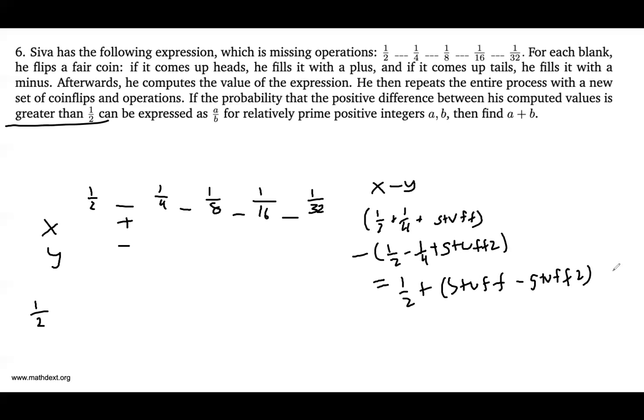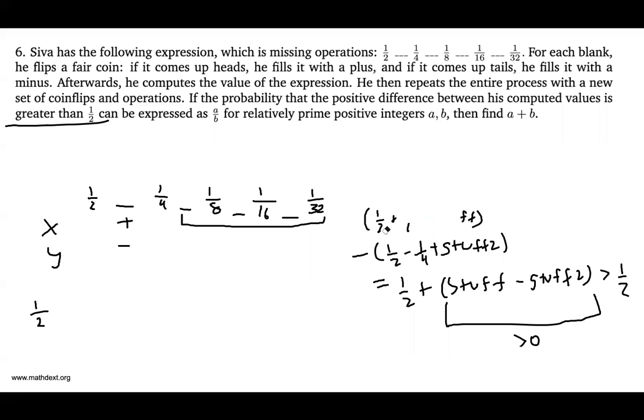We want this to be greater than 1/2, which means that stuff minus stuff two has to be greater than 0. And in particular, this stuff is going to be the 1/8, 1/16, and 1/32 term for x, and stuff two is going to be that term for y. So in essence, all we need is this guy to be bigger for x than for y. And what's the probability that that happens?